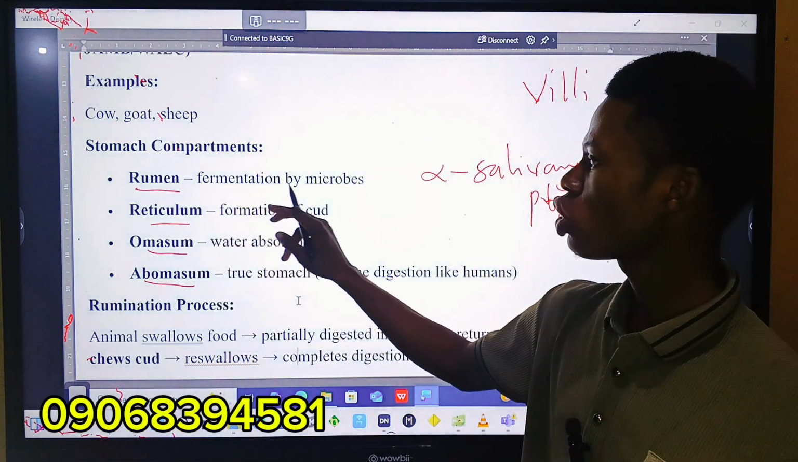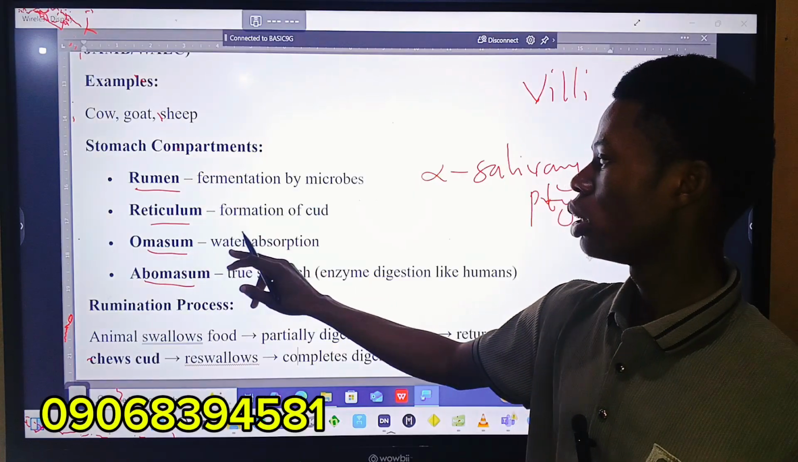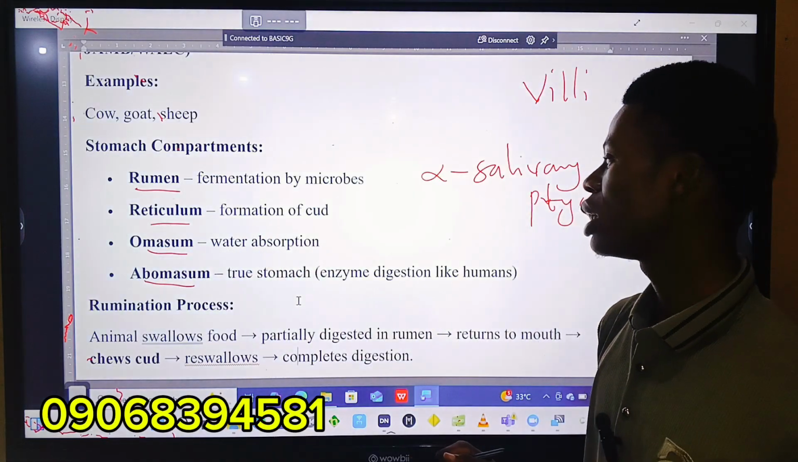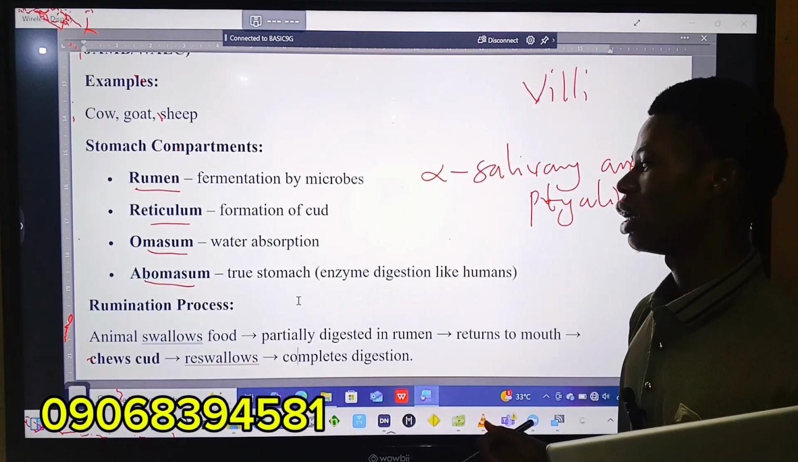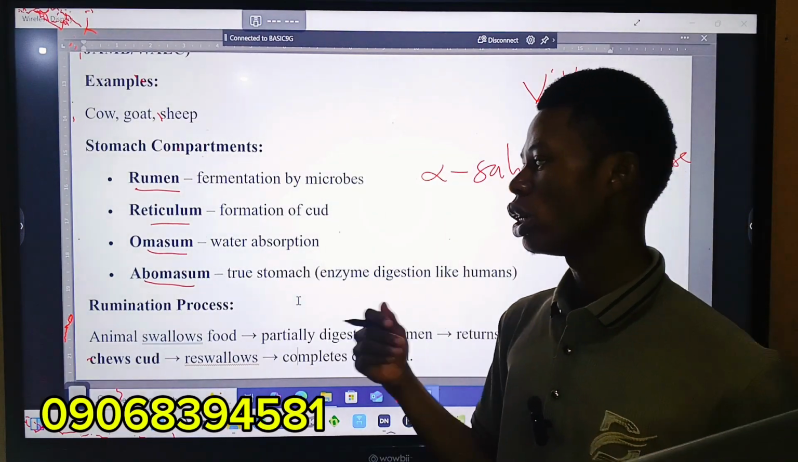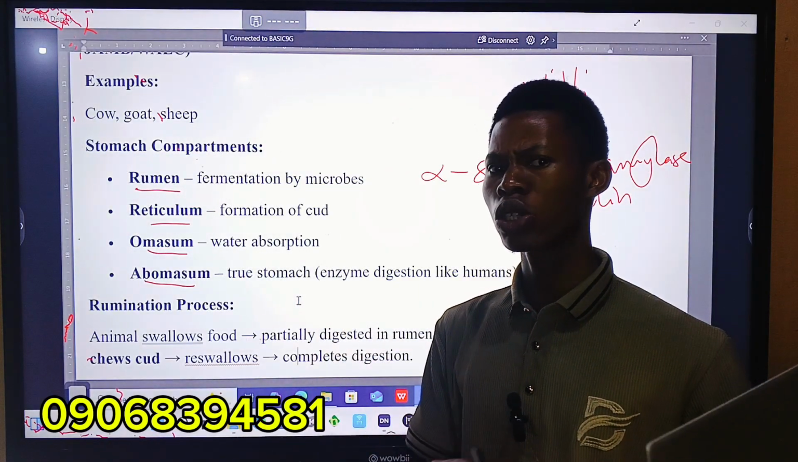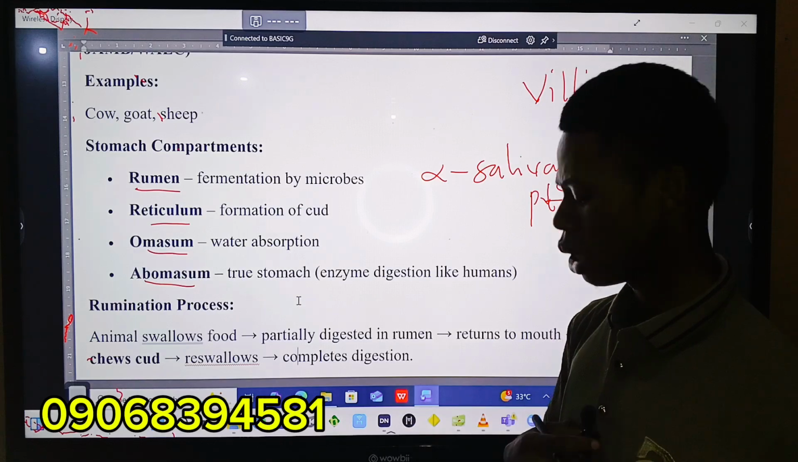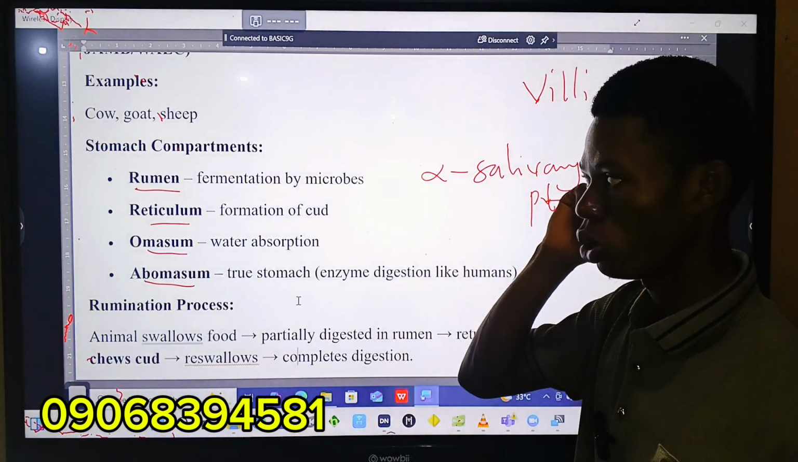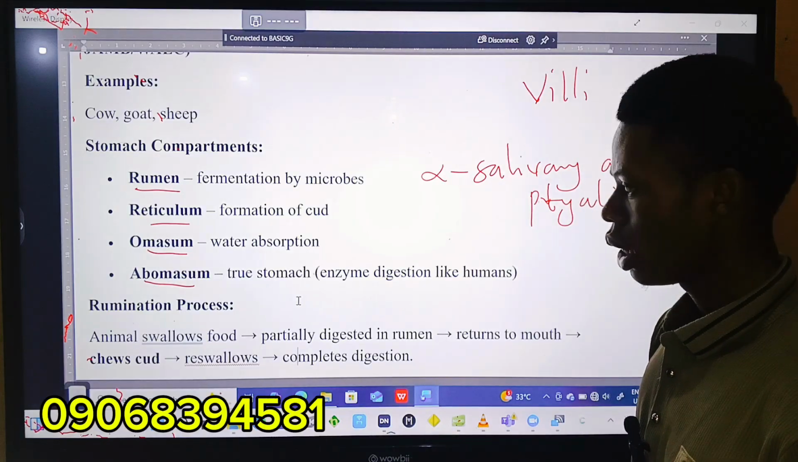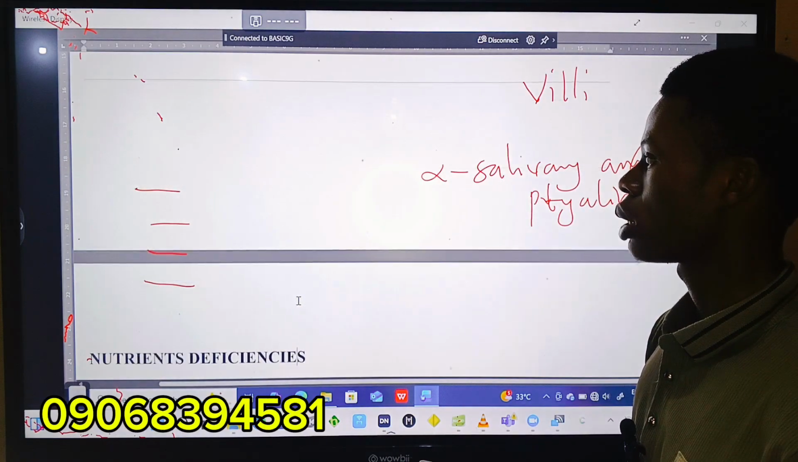Now, formation of cud takes place in the reticulum. Then water absorption takes place in the omasum. Then abomasum is the true stomach, and this one acts like the normal stomach in human beings. So they normally ask this question, we are going to look at past questions at the end of this. They normally ask, what is the true stomach called for ruminants? The answer is abomasum.